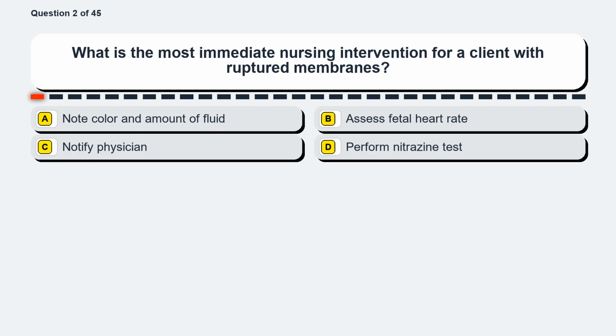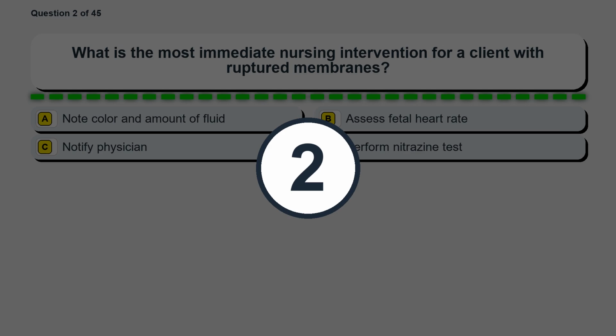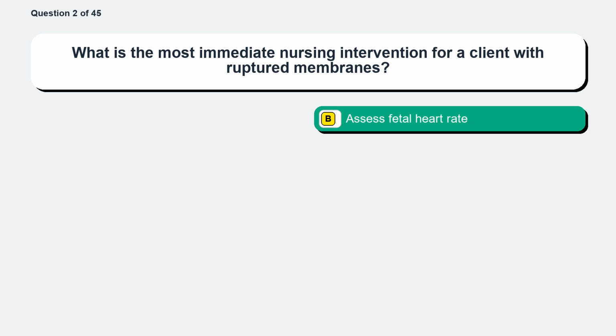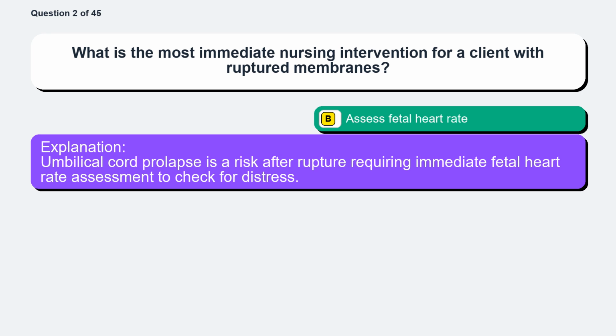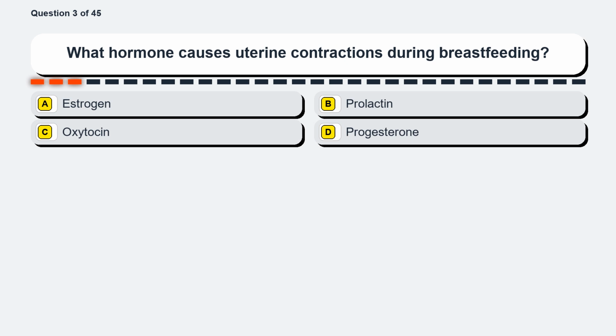Question 2. What is the most immediate nursing intervention for a client with ruptured membranes? Option A. Note color and amount of fluid. Option B. Assess fetal heart rate. Option C. Notify physician. Option D. Perform nitrazine test. The correct answer is option B. Assess fetal heart rate. Umbilical cord prolapse is a risk after rupture, requiring immediate fetal heart rate assessment to check for distress.